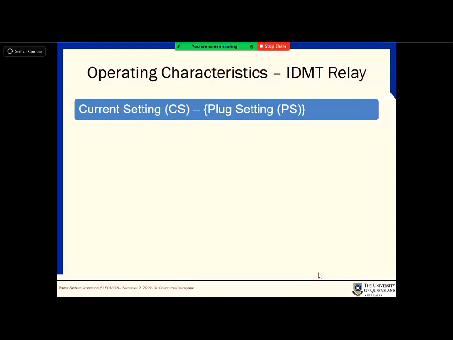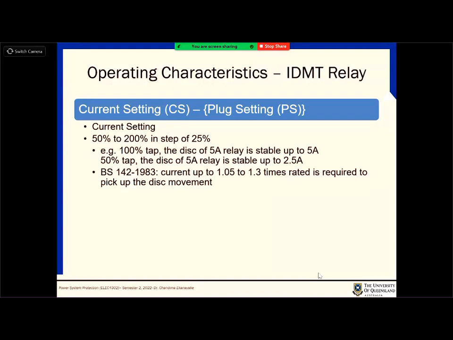We call it, in the old days, the plug setting. If you look at the old relays, we call it plug setting. Why plug setting? Because actually there is a plug, I will show you in the mechanical relay, that you can check and push in, right? But in a numerical relay you don't have the plug, so it's called current setting. It is usually 50% to 200% of the rated current in steps of 25%.